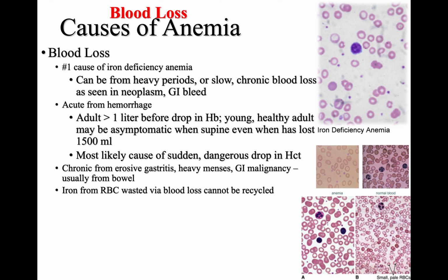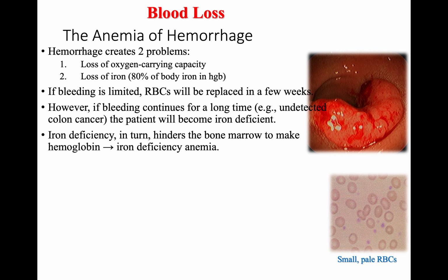Chronic loss is from erosive gastritis, again heavy menses, and GI malignancies, usually from the bowel. Iron from red blood cells wasted via blood loss cannot be recycled. As you're looking at this, the normal blood would be the one in the middle. You can kind of see that there. The one at the bottom shows small, pale red blood cells. They're much smaller, and you see how there's hardly any red in there. They would be pale, meaning a lack of hemoglobin.